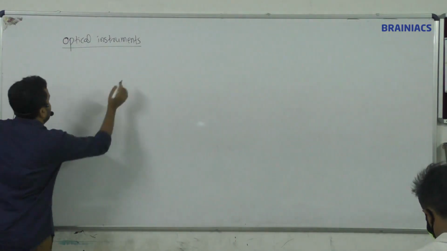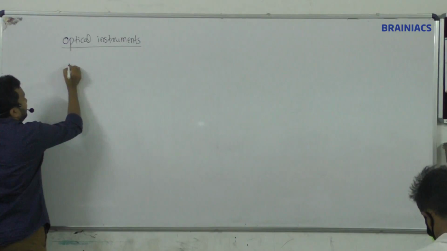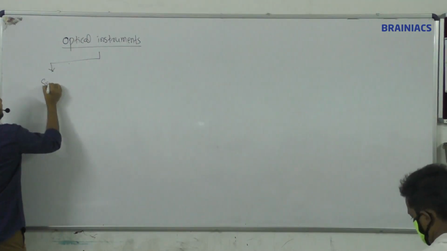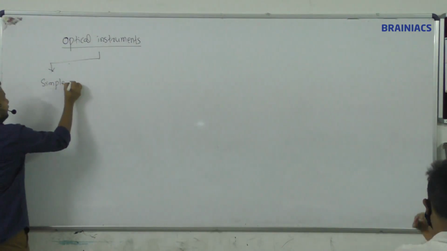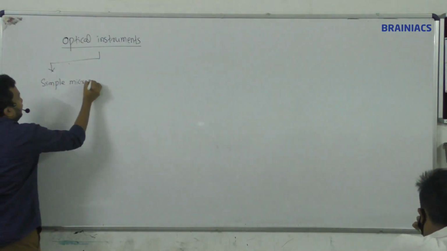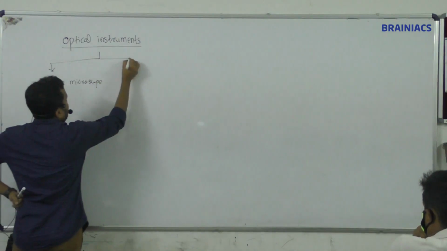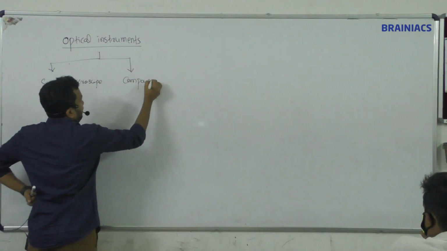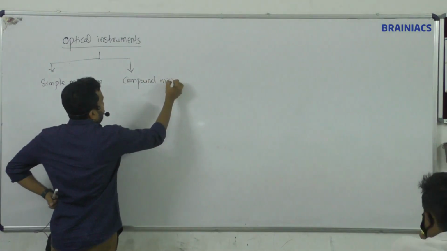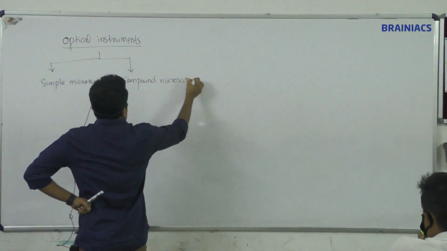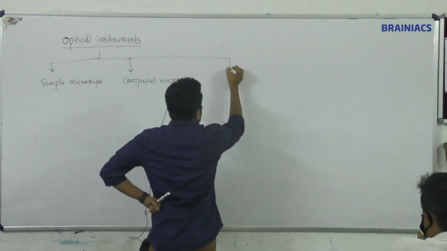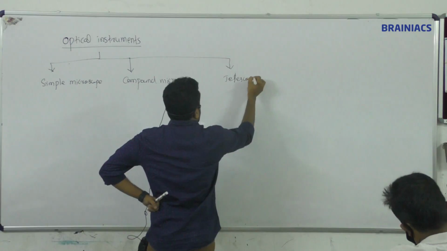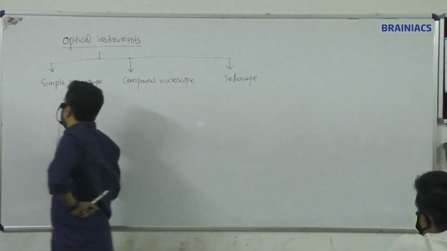We will study just an overview. Mainly three instruments will be there. One is the simple microscope. Second one is the compound microscope. Third one is the telescope, especially called the refractive telescope.